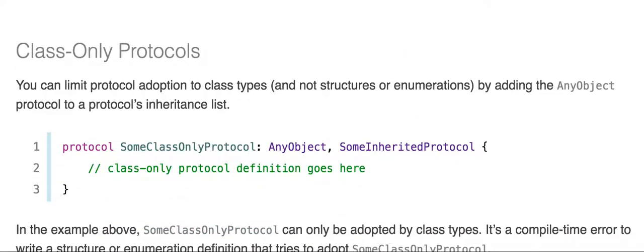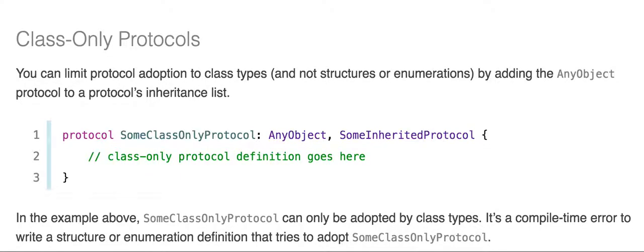or any instance. Class only protocols. You can limit the protocol adoption to class types by adding the AnyObject protocol to a protocol's inheritance list. So we'll add the AnyObject protocol, and we can restrict it to being only classes and not structures or enums.